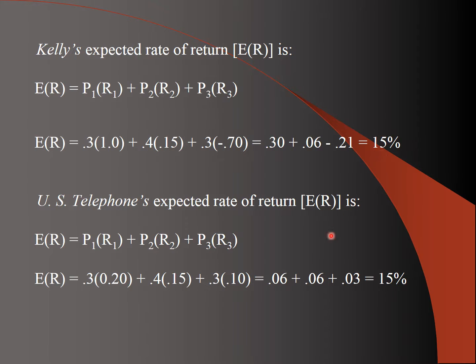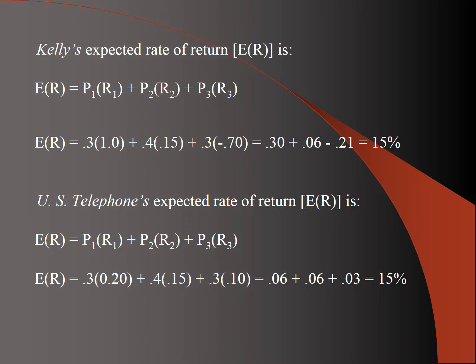We do the same calculation for U.S. Telephone, and again there are the same states of economy, so we have the same probabilities. A 30% chance of a booming economy, where, if you remember, the return for U.S. Telephone was 20%. If we had a normal economy, we were projecting the return for U.S. Telephone to be 15%, and in a recessionary economy, we were projecting U.S. Telephone to have a 10% rate of return. When we do the math, we see that the expected rate of return just happens to be the same for U.S. Telephone as it is for Kelly Services.